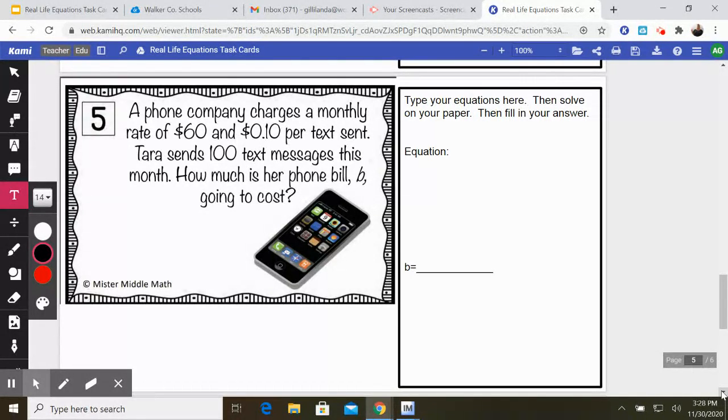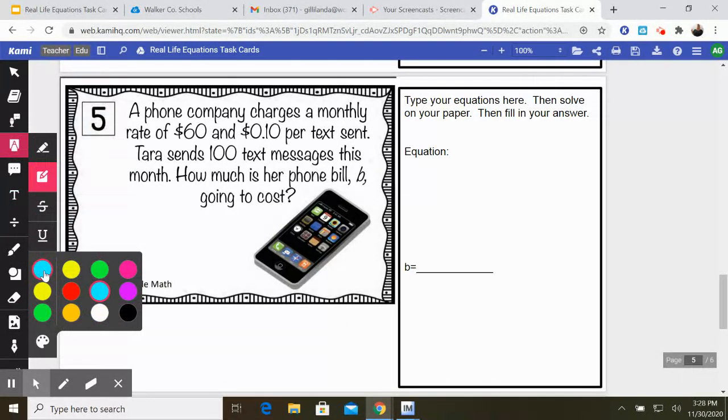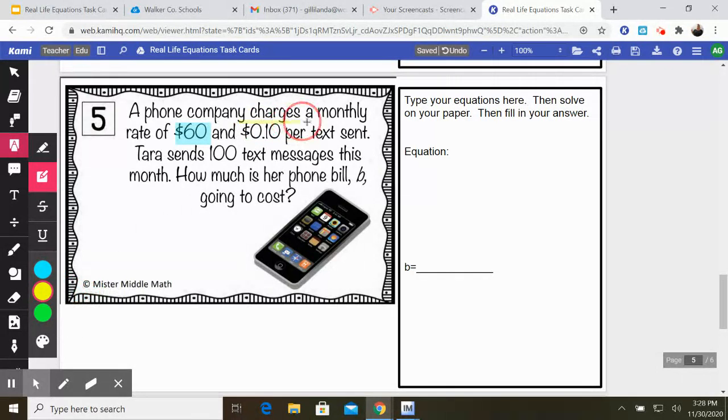So, what do we know? We know that each month she's charged $60 just for the phone. We know that it is 10 cents per text sent, and she sends 100 text messages. What we don't know is what is the total. What is her bill going to be? We don't know the total.